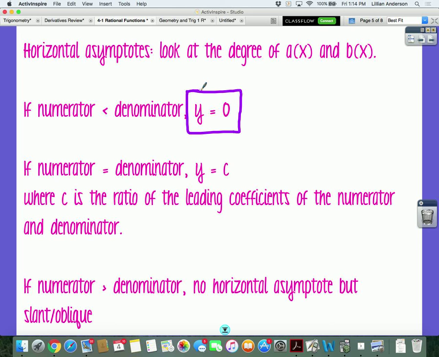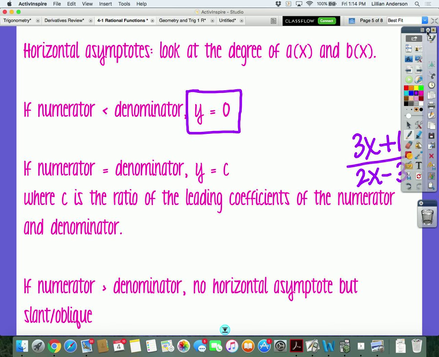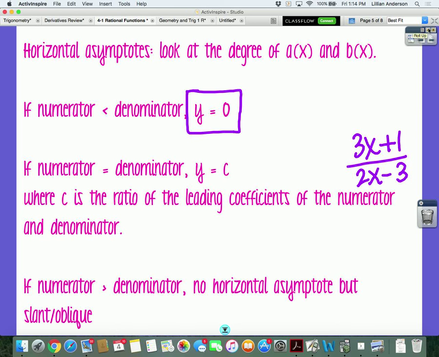However, if the numerator and the denominator's degrees are equal, then the horizontal asymptote is y equals c, and c is the ratio of the leading coefficients of the numerator and denominator. Let's look at this one a little bit more in detail. Say I gave you the rational function 3x plus 1 over 2x minus 3. What's the degree of the numerator? A little louder with confidence. 1. What's the degree of the denominator? 1. So because they're equal, your horizontal asymptote is going to be y equals c.